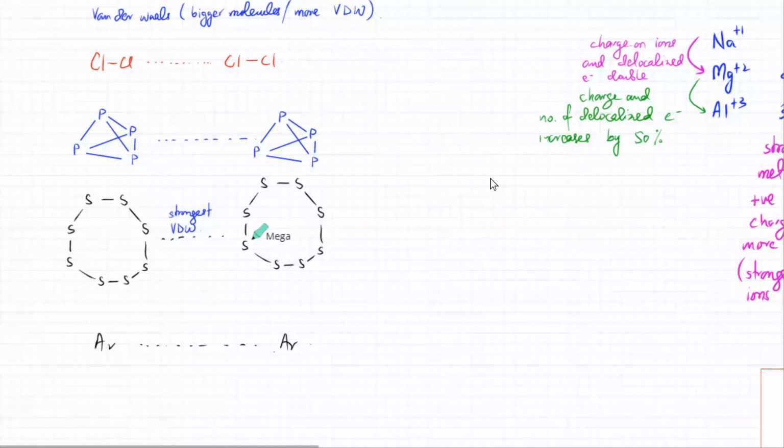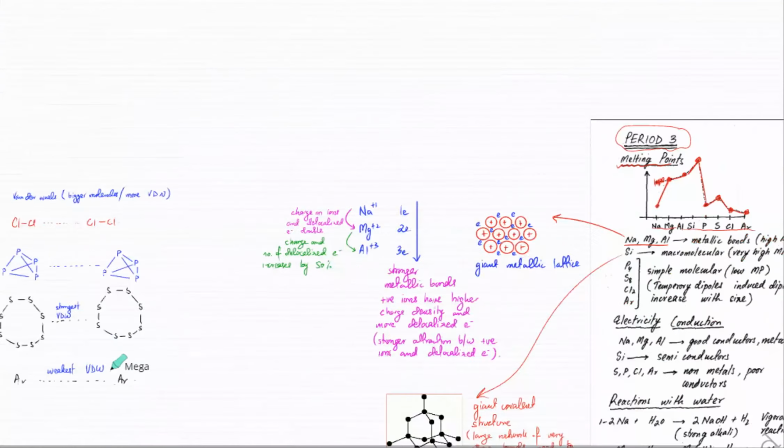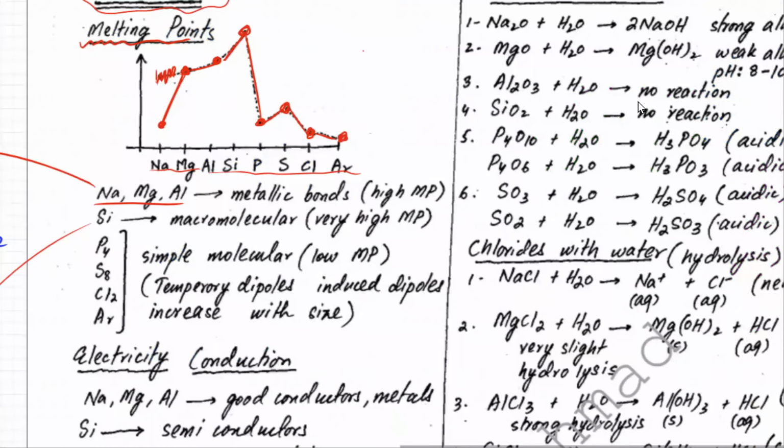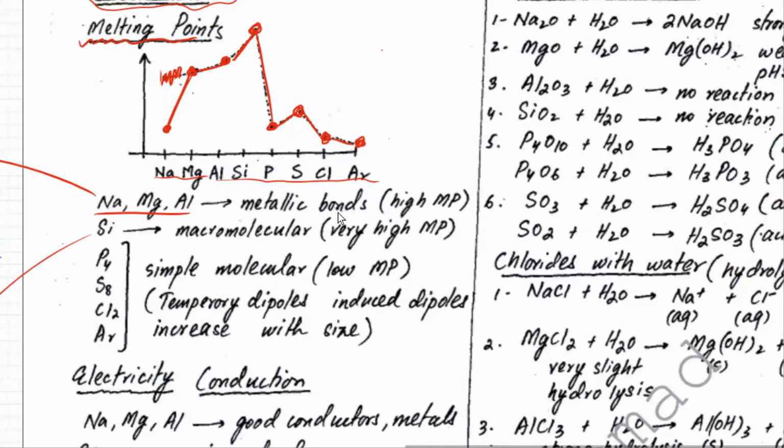And argon is going to have the weakest van der Waals forces because it's the smallest atom. So they'll ask you about this. Why do these molecules have such low melting and boiling points? Because they have van der Waals forces. The simple molecules have temporary dipole-induced dipoles, which increase with size. So S8 is the biggest molecule. Phosphorus is the smallest molecule. Is that clear? Yes.